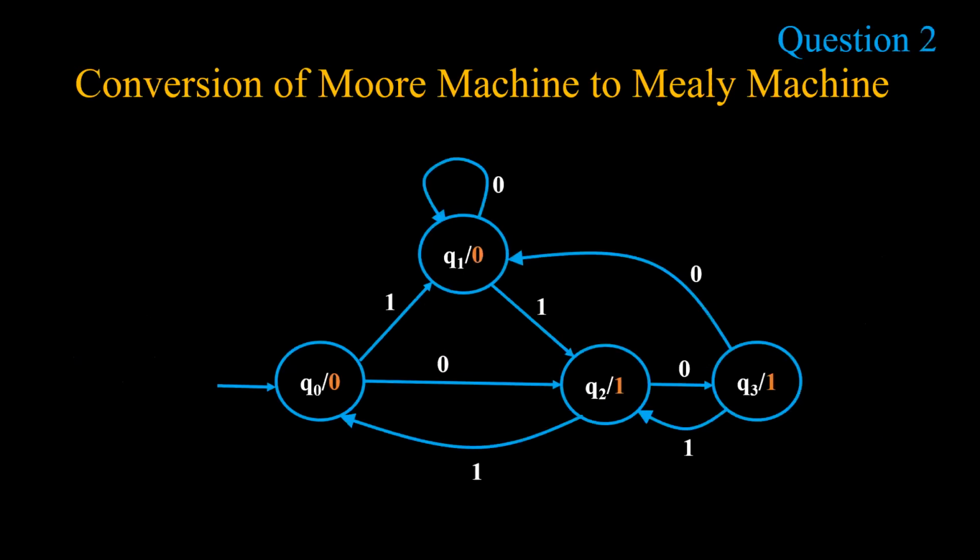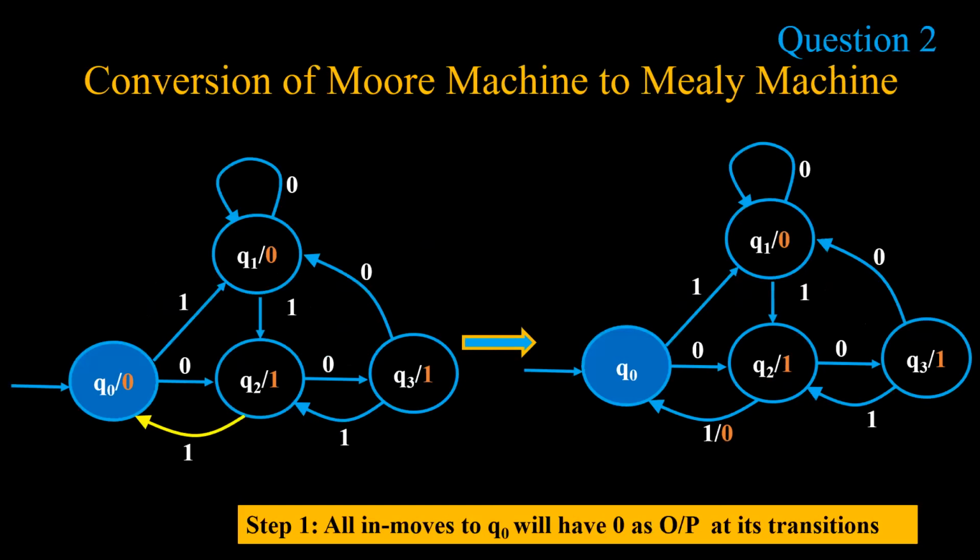We move to second question. In this we have four states, Q0, Q1, Q2 and Q3. Similar to the earlier question, step 1 will be that we will identify all the in moves to Q0. Since Q0 has 0 as the output, the transitions which are coming towards Q0 will have 0 as their outputs.